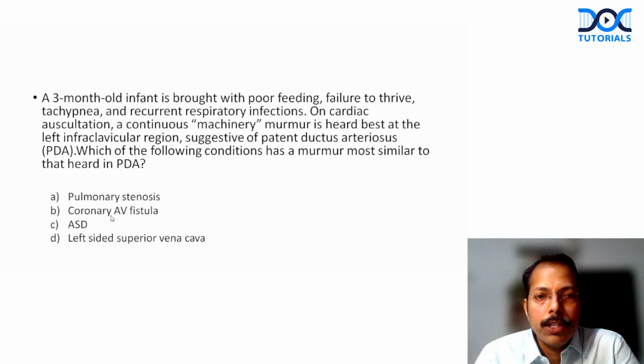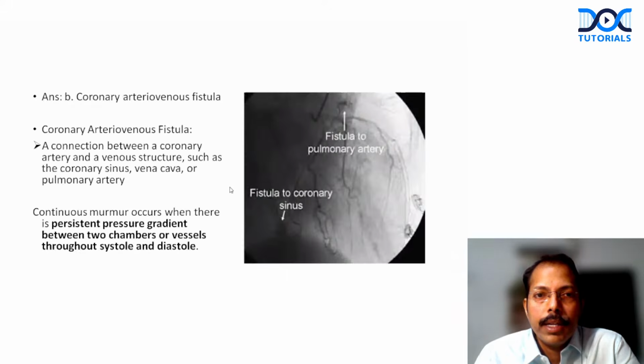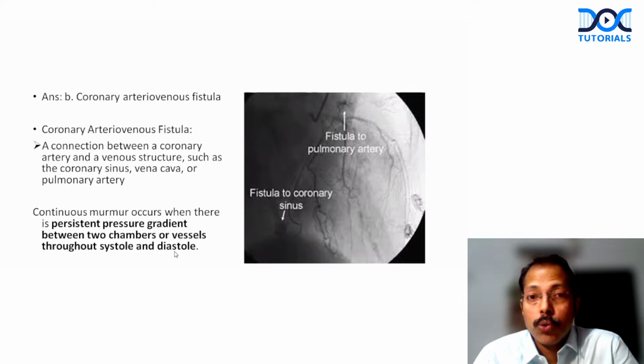So here, the right option is B, coronary AV fistula. Fistula, it is the right answer. It is a connection between a coronary artery and a venous structure such as the coronary sinus, vena cava, or the pulmonary artery. Most commonly it involves the right-sided structures, where there is a communication between the coronary artery and the venous structure that leads to coronary AV fistula, and that presents as a continuous murmur. Always, a continuous murmur occurs when there is a persistent pressure gradient between two chambers or vessels throughout systole and diastole. That is very important. So in this angiogram picture, you can appreciate the fistulous connection.